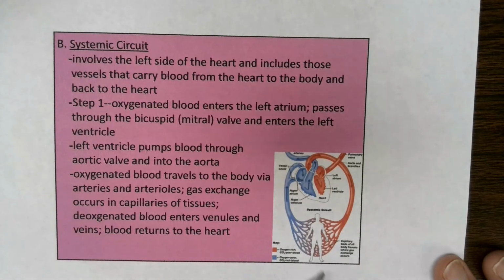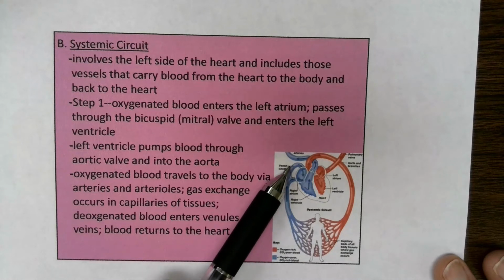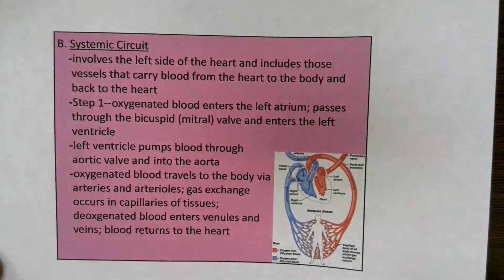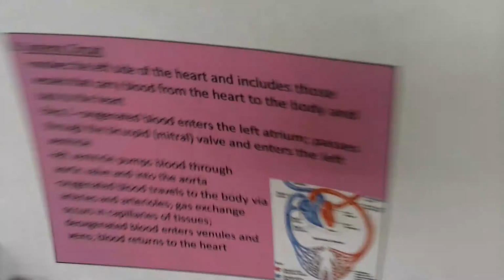And that carbon dioxide rich blood is going to enter into venules. Those venules are going to merge into veins. And then we're going to start back with the pulmonary circuit as blood comes back into the right side of the heart. Okay, next, in general, blood vessels.